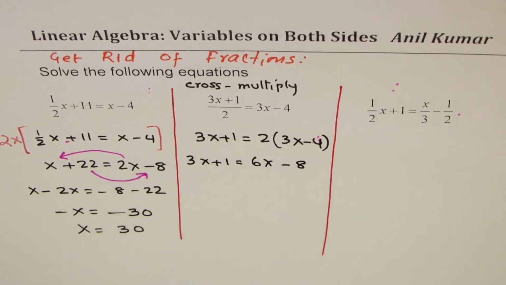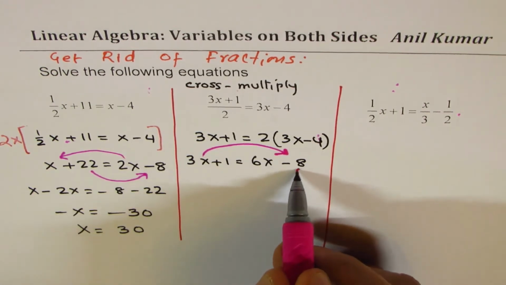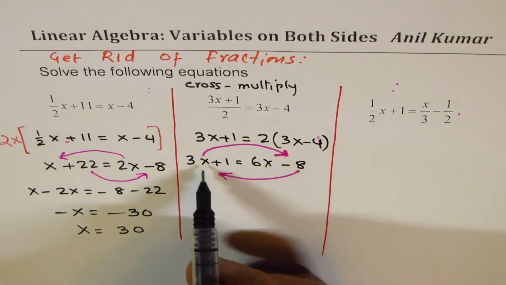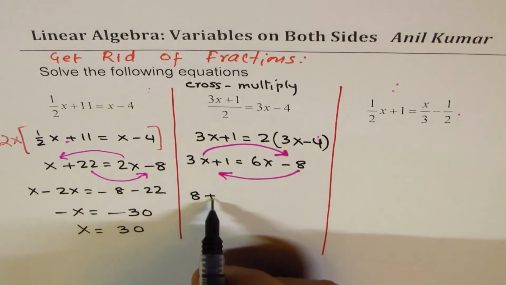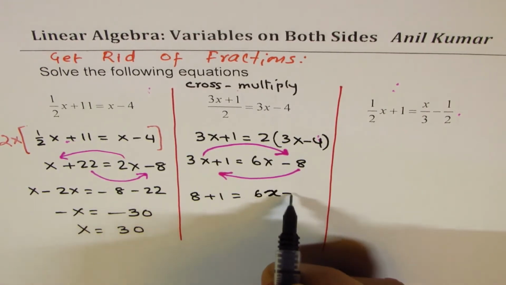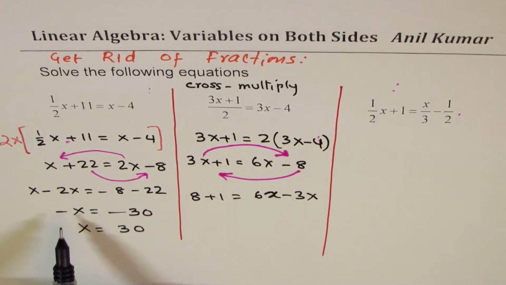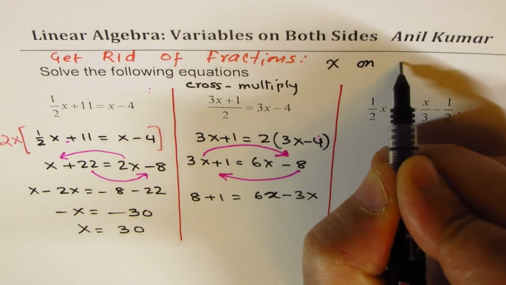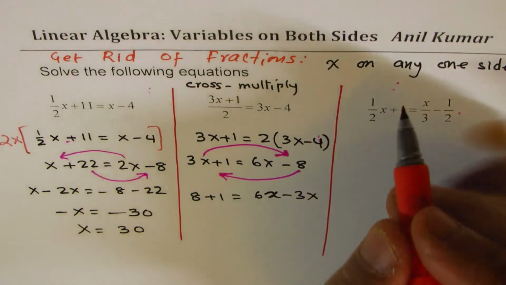Now bring the variables on the same side. Here I'm doing a twist. This time I'm taking this term on the right. I'm now keeping x on the right and numbers on the left, since this is a higher number. You could do that also, right? So if you do that, removing this and bringing this means you have 8 plus 1 and you have 6x minus 3x. You see that? It's simpler. We don't land up with negative numbers as we had been landing earlier. So you could take it on the right side also. So x on any one side.